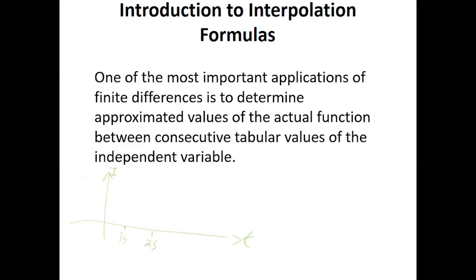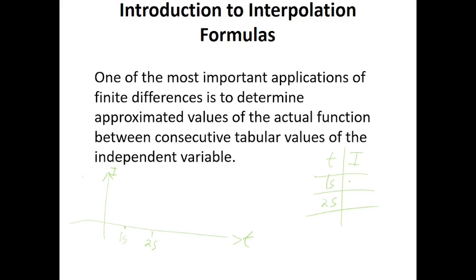So in my example, we'll use finite differences to determine approximated values of the actual function between consecutive tabular values. Let's say we have time, then we have the current, at time 1 second, at time 2 seconds.